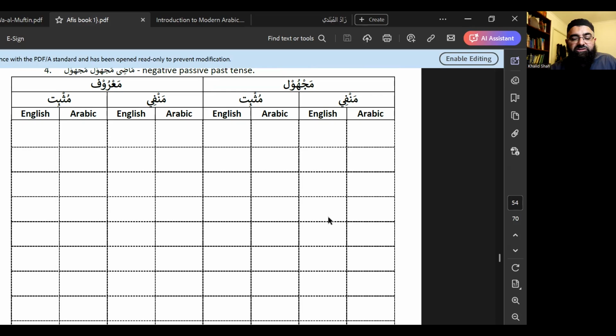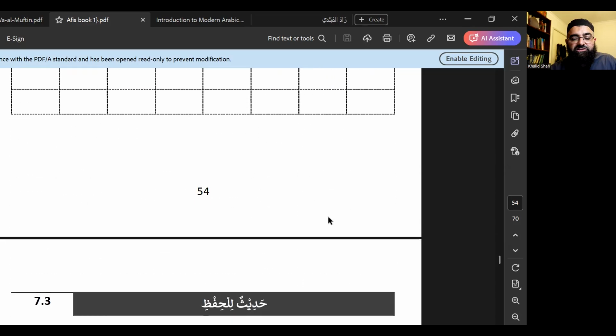If I throw to you darasa, studied, or qatala, he killed, you should be able to say qatala, qatala, qatalu. They have that structure of the 14: 6 and 6 and 2, then 3, 3, 3, masculine, mudhakkar, muannas, and so forth. You should have this imprinted now on your mind.